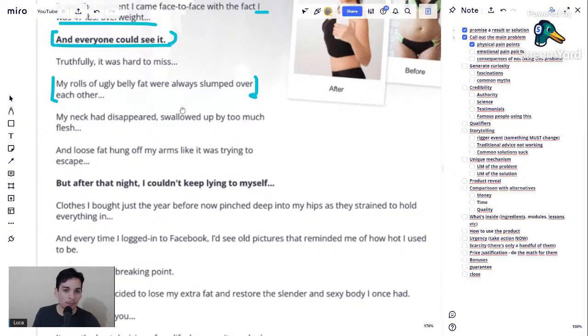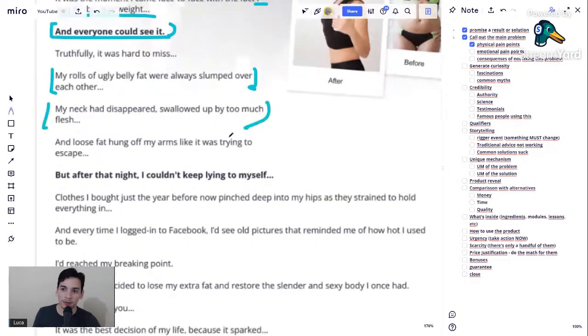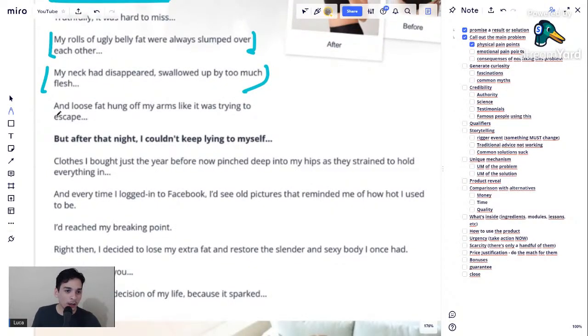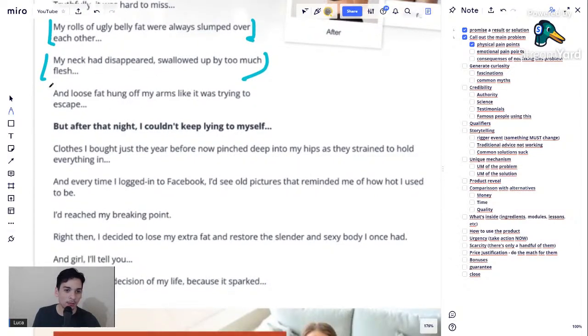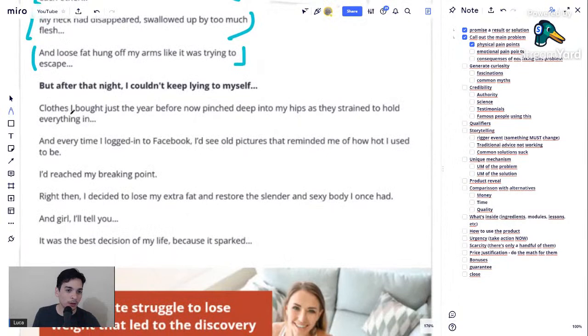My neck had disappeared, swelled up in my flesh. This is also physical, right? And loose fat hung off my arms like it was trying to escape. Again, physical. But after that night, I couldn't keep lying to myself. Clothes I bought just a year before now pinched deep in my hips. They strained to hold everything in.